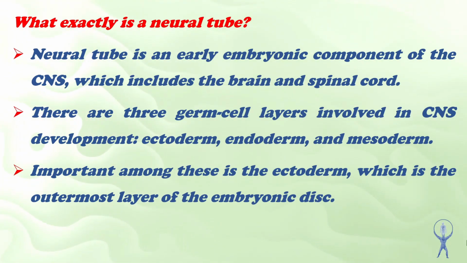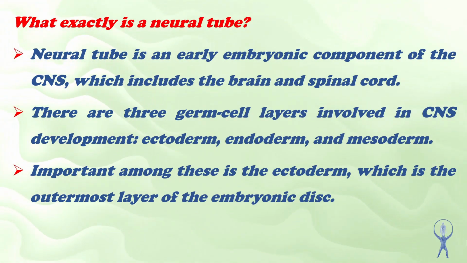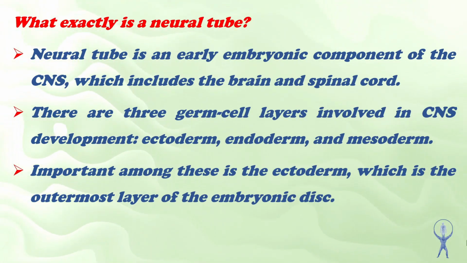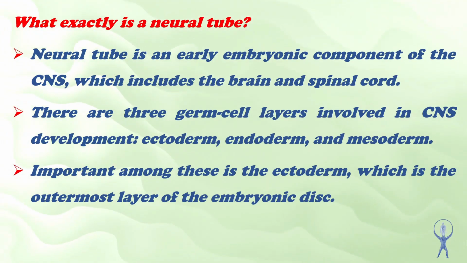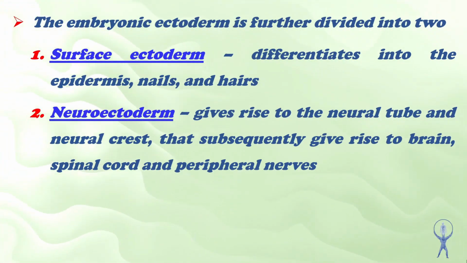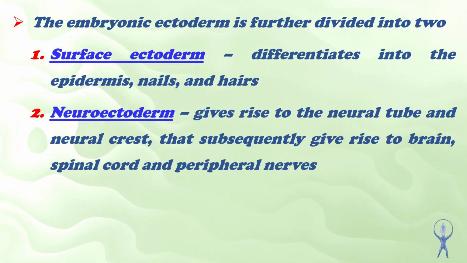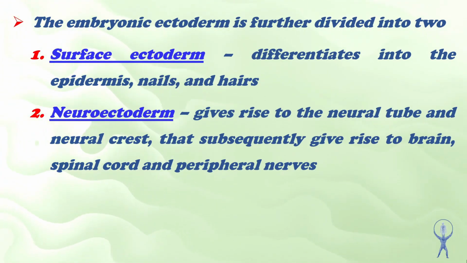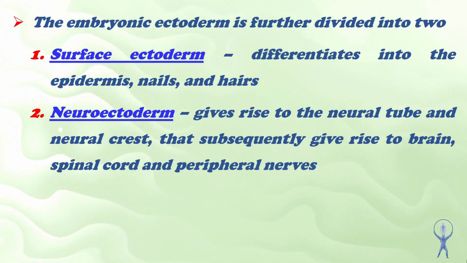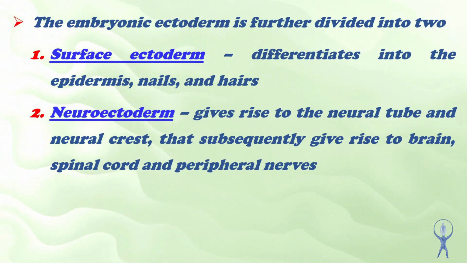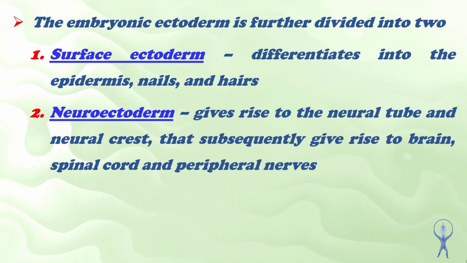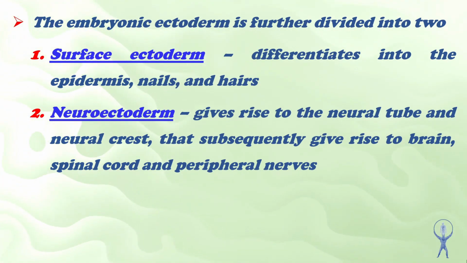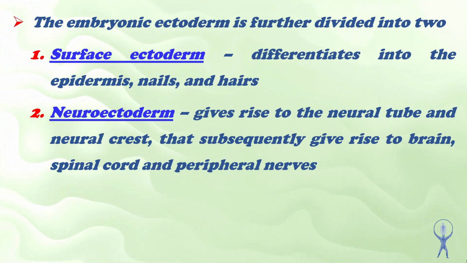There are three germ cell layers involved in CNS development: ectoderm, endoderm, and mesoderm. Important among these is the ectoderm, which is the outermost layer of the embryonic disc. Now, the embryonic ectoderm is further divided into two. They are 1. Surface ectoderm, which differentiates into the epidermis, nails, and hairs. And number 2 is neuroectoderm, that gives rise to the neural tube and neural crest cells, that subsequently give rise to brain, spinal cord, and peripheral nerves.